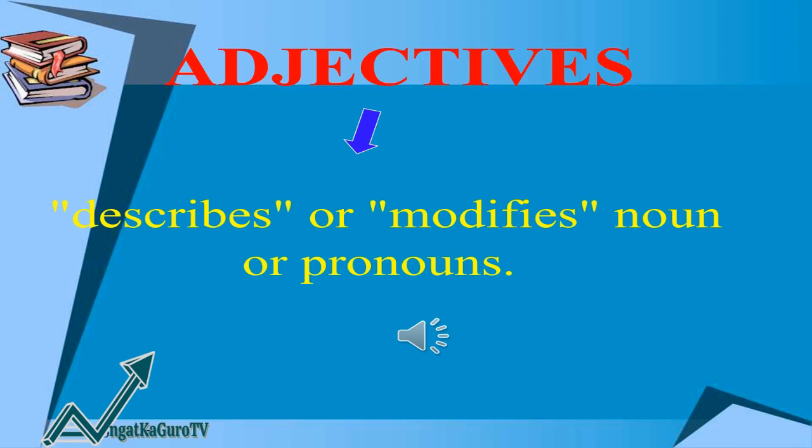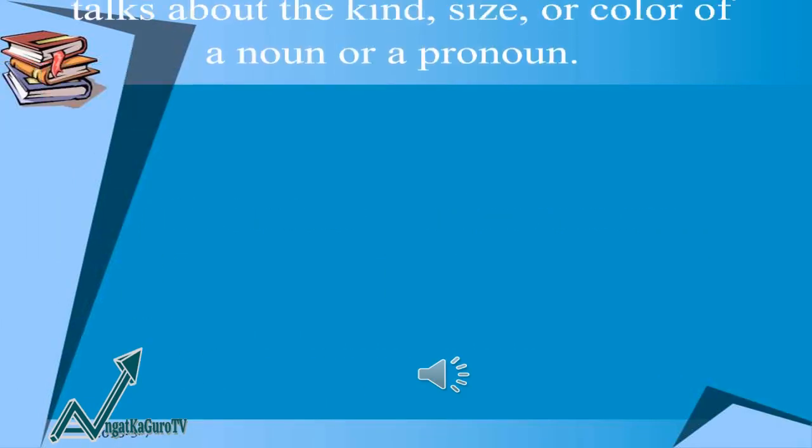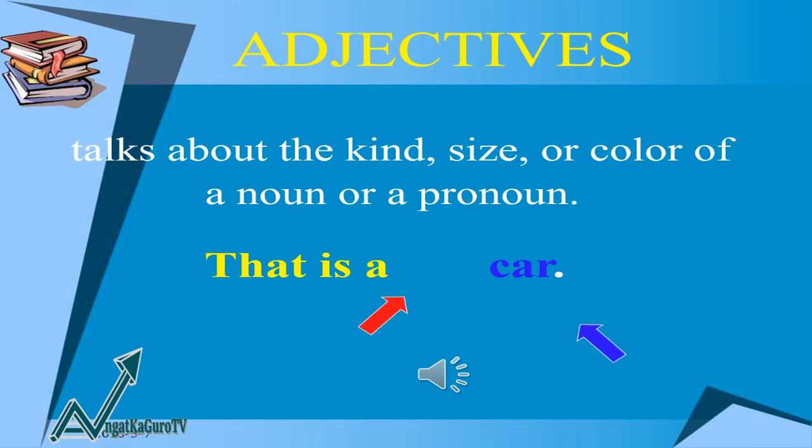Adjectives describe or modify nouns or pronouns. Adjectives also talk about the kind, the size, or the color of a noun or a pronoun. Example: that is a fast car. Fast is an adjective and car is a noun.